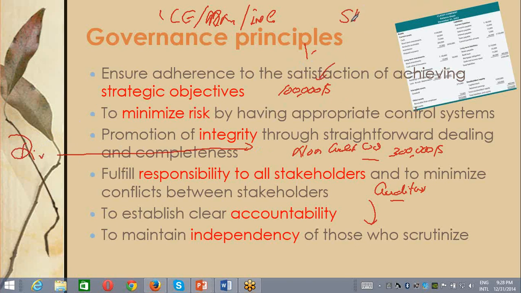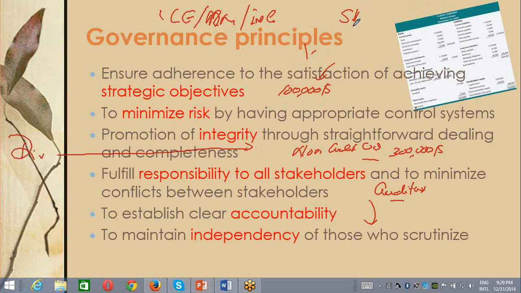Now imagine that you are the auditor. For audit work you get 100,000. For non-audit work you get 300,000. For audit work, your loyalty is to the shareholders. For non-audit work, your loyalty is to the directors. Now, where will your loyalty be? You are getting 100,000 from the shareholder.